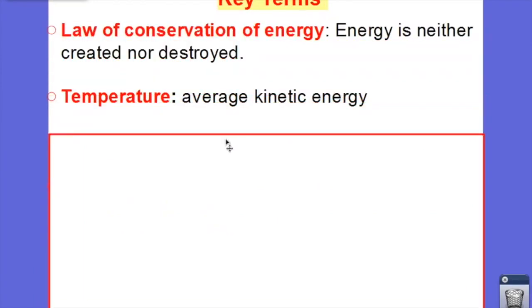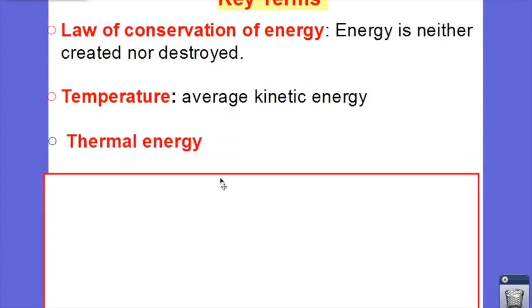Okay, you need to know the law of conservation of energy. Energy is neither created nor destroyed. The total energy of the universe is constant. Energy can be changed from one form to another, but energy is not lost or gained. Temperature. Temperature is average kinetic energy.